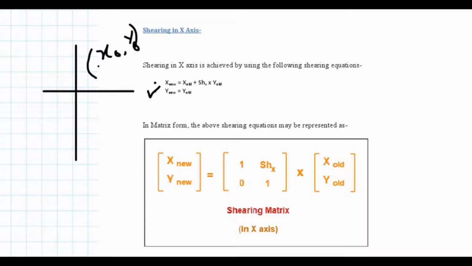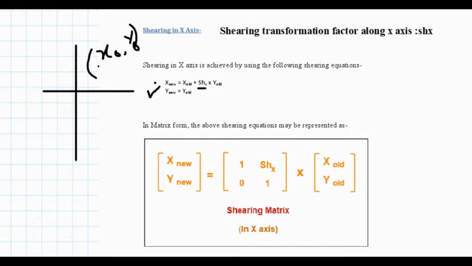Now, the x coordinate value will be changed by a factor called the shearing factor along x-axis, which is defined by SHX. Let me drag it. The transformation factor along x-axis is SHX, and the equation goes like x new equals x old, that means your original x coordinate value, plus SHX multiplied with y old.